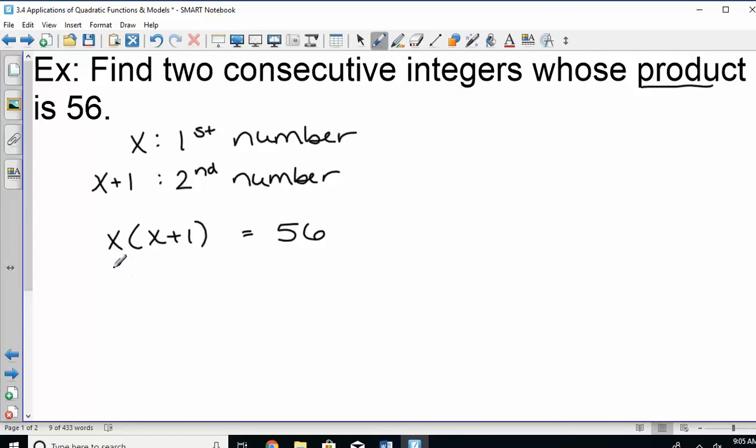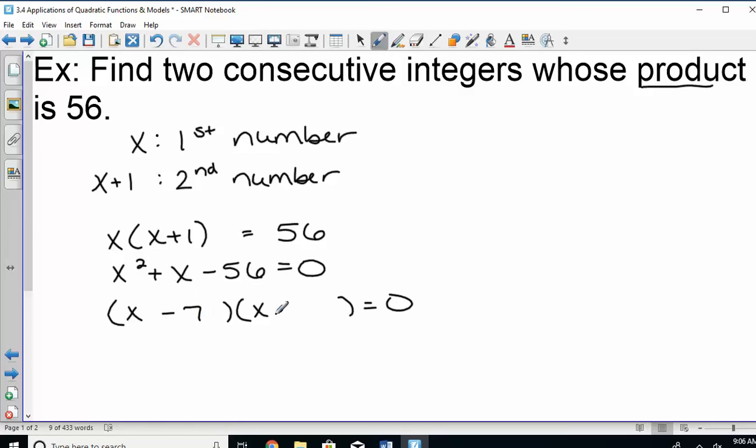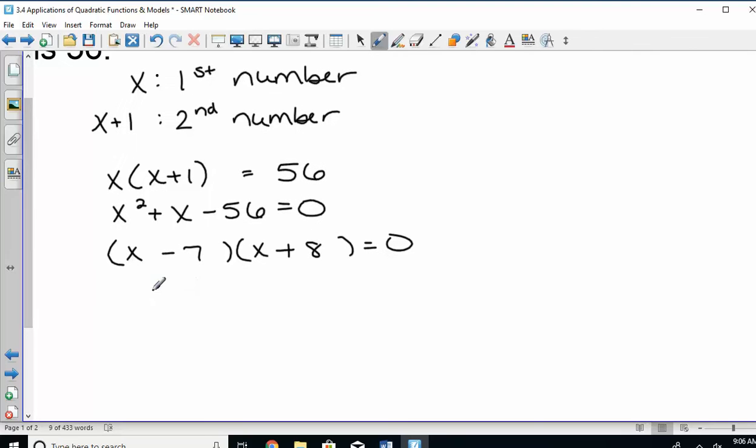Distribute, set it equal to 0. So I could subtract over my 56. Box method. What multiplies to negative 56 and adds to 1? Negative 7, positive 8. So if you set them equal to 0, you get x to be 7 and negative 8.